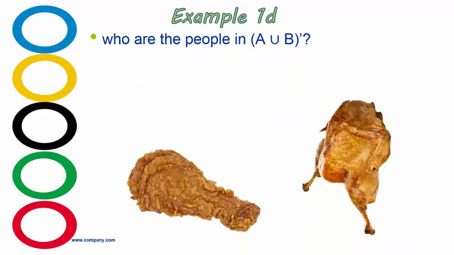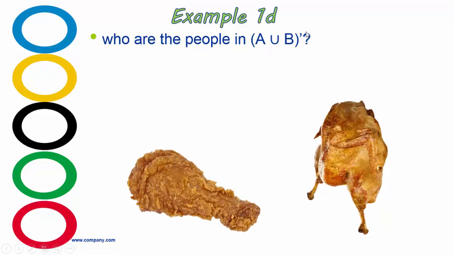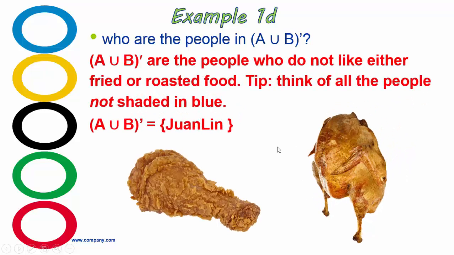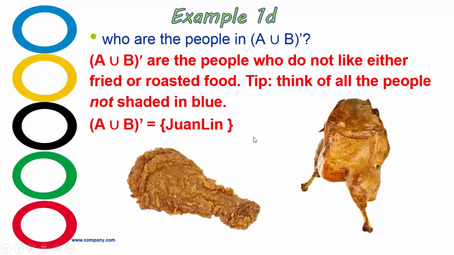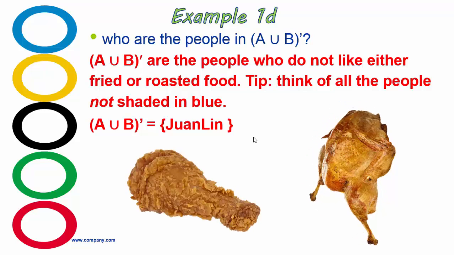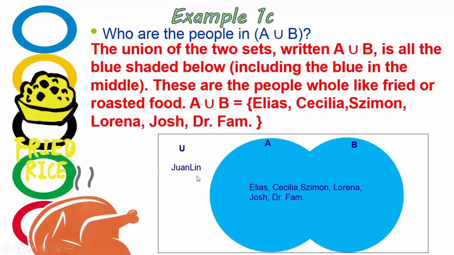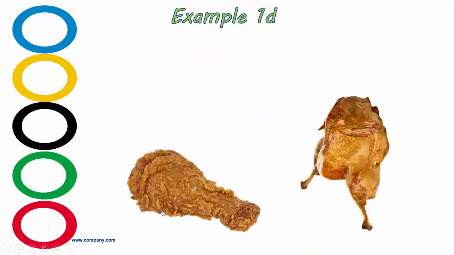So now we're going to look at the people in the complement of the union. In order to figure that one out, we look at the union and everyone that's outside of the union. It turned out that the only person who was outside of the union, if we look back at this slide, is Wan Lin, so she's the complement of the union of A and B.